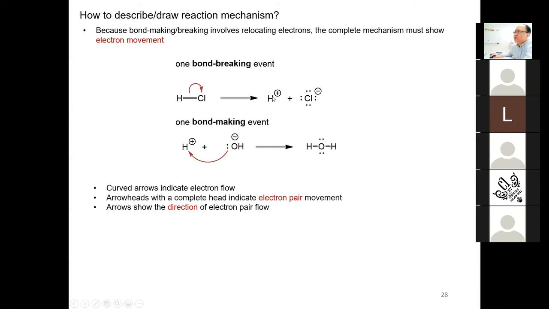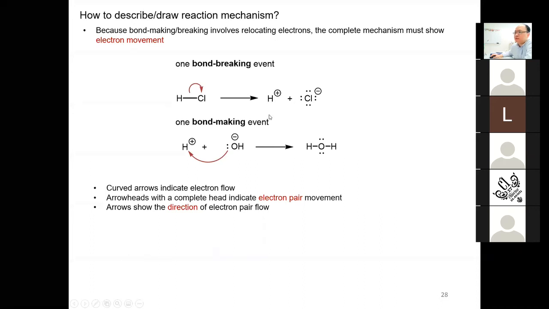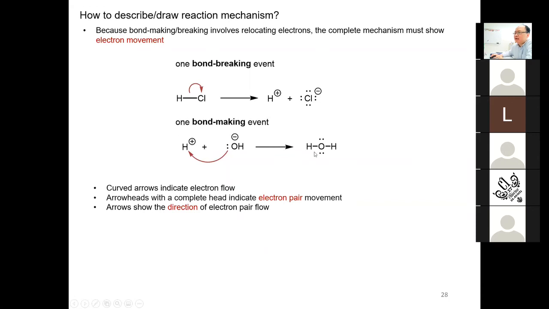The hydrogen loses its electron to become a proton, right? And now here, the hydrogen does not have any electrons, but in the end, it shares an electron with oxygen. So where does the electron come from? It comes from the hydroxide anion, right? So this pair of unbonded electrons just goes to the proton. Okay, very, very simple examples.